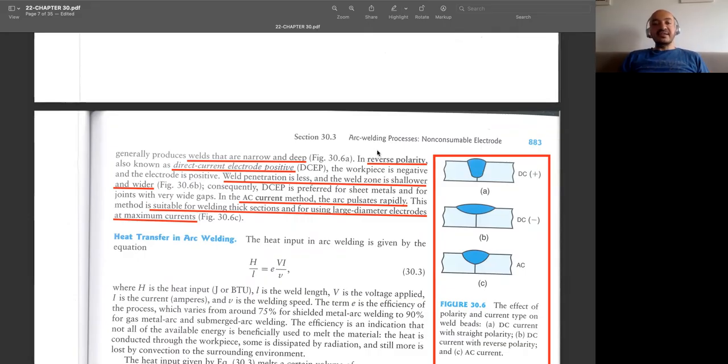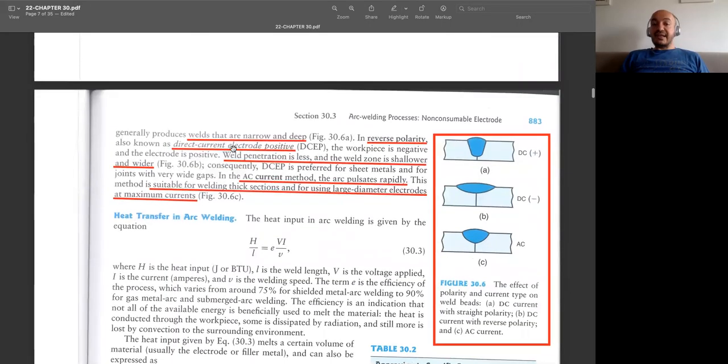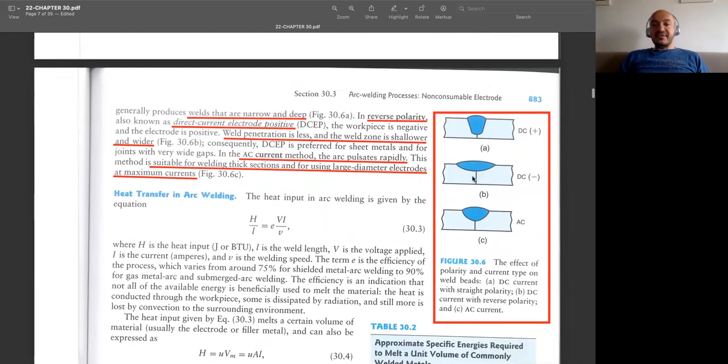But on the other hand, if you follow reverse polarity, then we need to have electrode as the positive side and the workpiece as a negative side. And if that is the case, then we can have very actually thin but actually quite wide welds, and this is mostly utilized for obviously sheet metals.